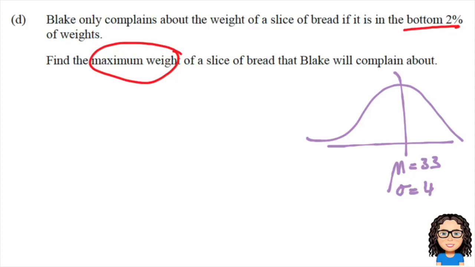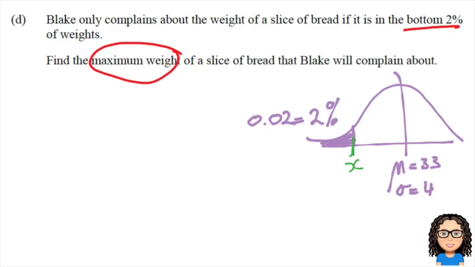Now the question talks about the bottom 2% of weights. So the bottom 2%, that's talking about this area down the bottom here, the tail. So we're talking about that tail being 2%. Now remember 2% as a decimal is 0.02. Remember, 2 over 100 will give you 0.02. So I want to find the weight, the maximum weight, so the largest weight it would be, and there's 2% of bread below that point.